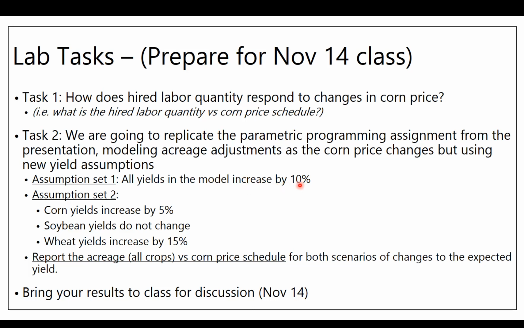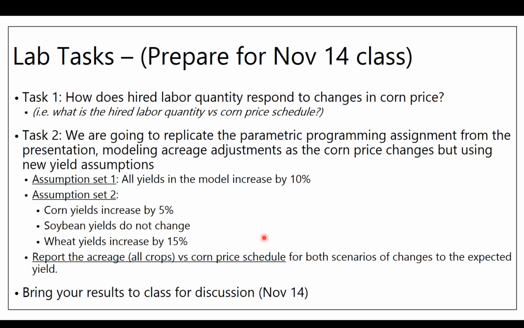So do it first by increasing all the yields 10%, so you have this sort of innocuous, well, we shouldn't call it innocuous, we should call it unbiased, yield improvement across whatever you plant. And then in the second one, we're going to put some bias into the technology growth and say that in assumption set 2, corn yields go up by 5%, soybean yields are unchanged. So we don't get any technical boost there, but wheat yields increase by 15%. And then I want you to, for both of these assumptions on yield, report the acreage of all crops versus the corn price schedule, okay, for both of those scenarios.